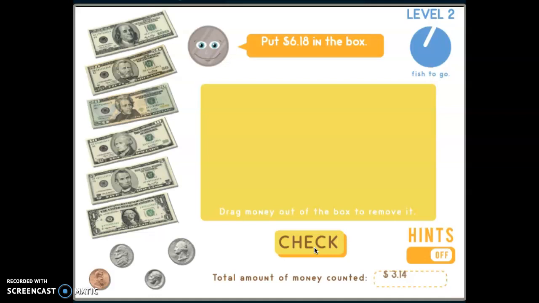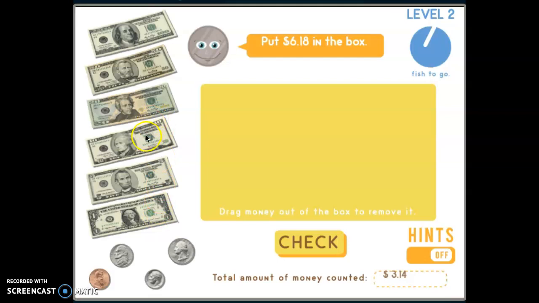This is going to be the last one that I work on with you, and you're going to have a chance to play with this game. If it's too challenging for you, I want you to go back and play level 1 where you're just working with coins. We need to build $6 and 18 cents. Remember that decimal point means and.